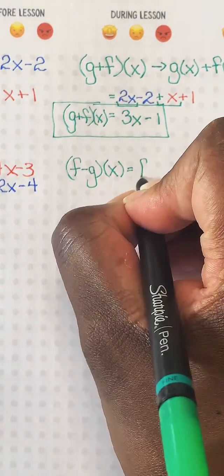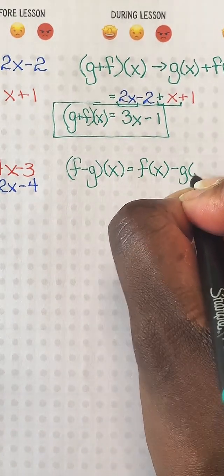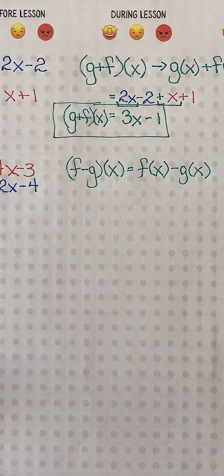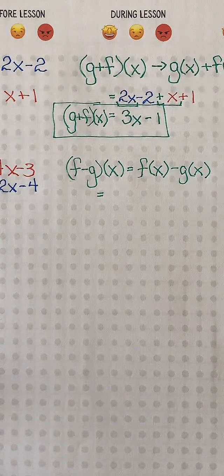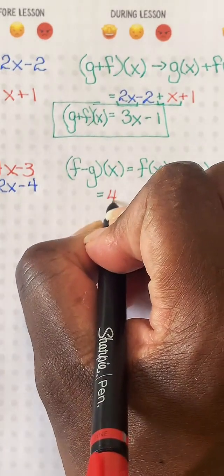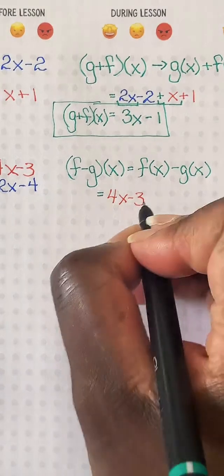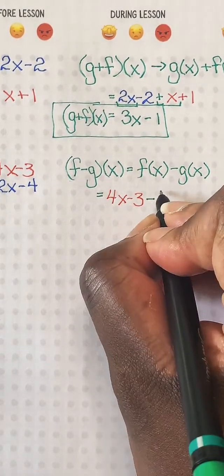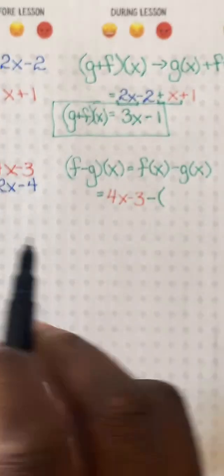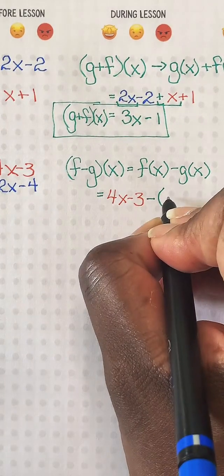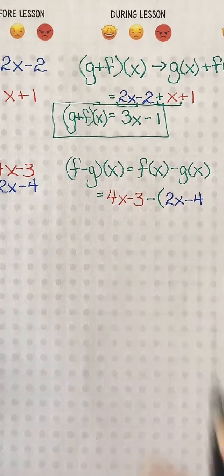So that simply means f of x minus g of x. All we're doing is setting it up. I'll write my f of x first, which is my 4x minus 3. But now we're going to subtract. When we subtract, I like to put parentheses around, because we're subtracting not just the 2x, but the 2x minus 4.